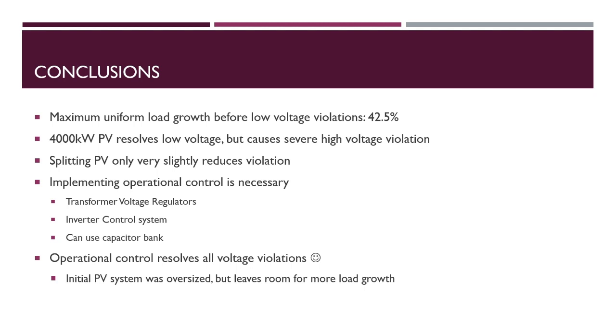And lastly, operational control did resolve all voltage violations, and it enabled me to come to the conclusion that the initial PV system was very much oversized by 25%. But if the intent was to immediately implement operational control, then that oversized low PV generation system does leave room for more growth.